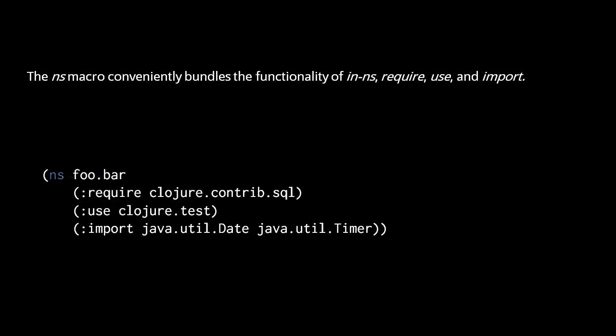Rather than use in-ns, require, use, and import directly, it is most common to use the ns macro, which bundles this functionality together into one macro. A typical lib will start with a single use of ns. The macro has many options, which we won't go into, but here's a simple example. Here, the ns macro switches the current namespace to foo.bar, into which it requires clojure.contrib.sql, uses clojure.test, and imports java.util.Date and java.util.Timer. Note that because ns is a macro, we don't quote the symbols which specify the lib and class names.